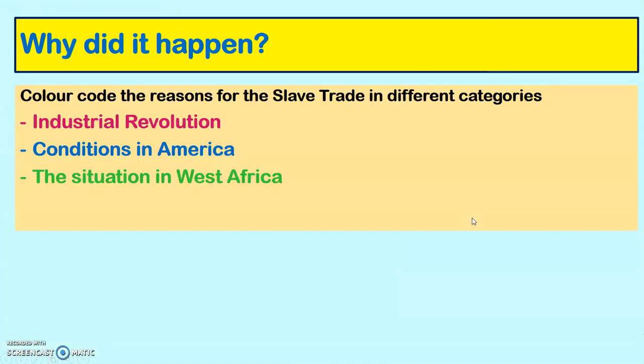What we're going to be doing today is building on our work from last time, where we categorised the reasons for the slave trade into 3 different categories. So we looked at things to do with the Industrial Revolution, things to do with the conditions in America, and things to do with the situation in West Africa. Today you're going to have a go at doing some extended writing to explain the reasons for that.